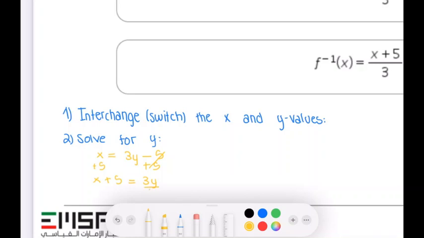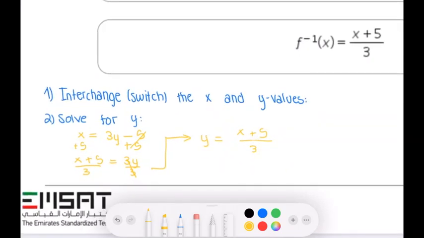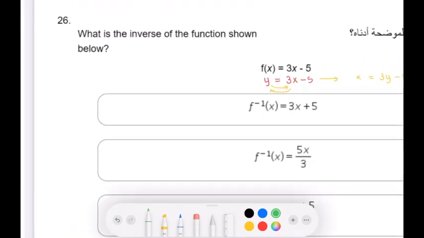We need y to be alone, so we divide both sides by 3, and therefore it would be y equals x plus 5 over 3. So we found this. This is the inverse of the function above.